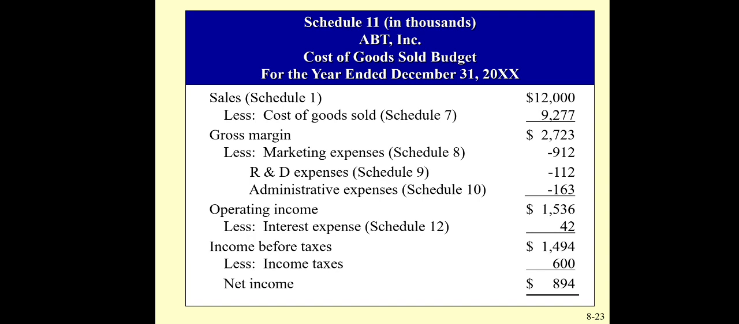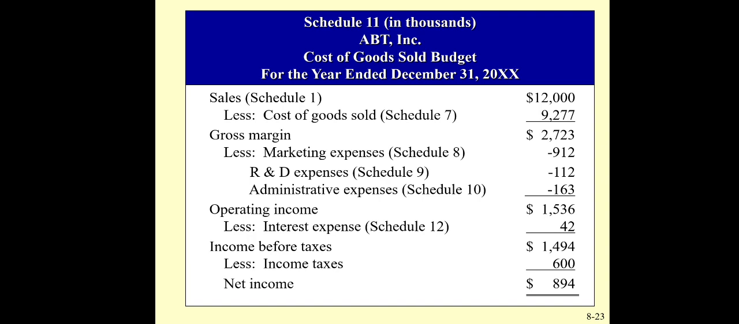So let's see the cost of goods sold budget. Okay, so how to prepare that? The first thing that you have to show is the total sales from schedule 1. Expected or budgeted sales for the business for this accounting year. So for this accounting year shown in the budget, the total sales or revenue expected is 12,000, and that is coming from schedule 1, less cost of goods sold.